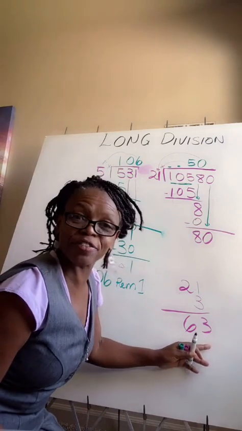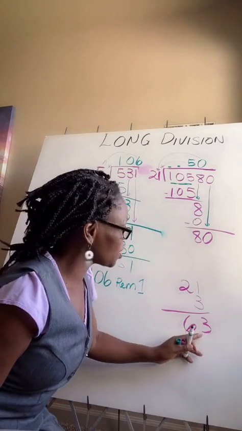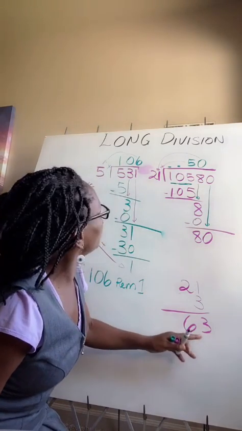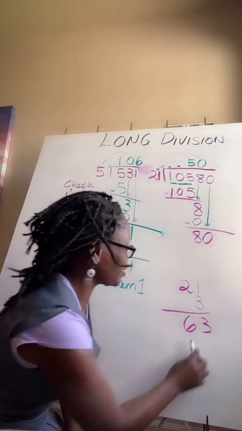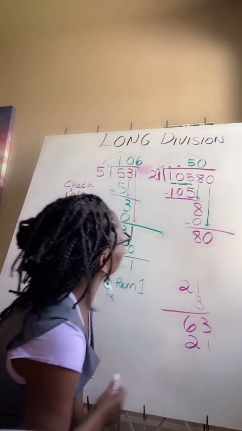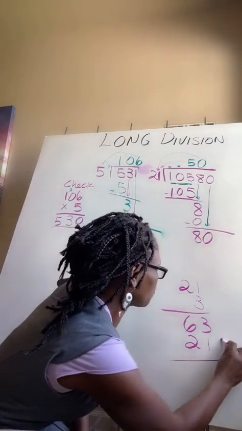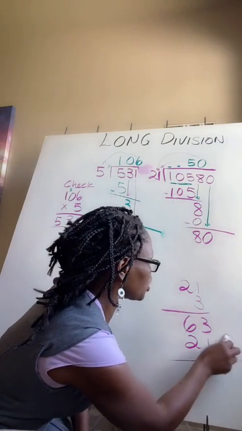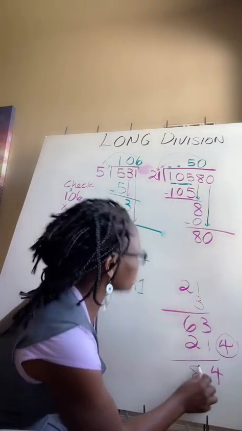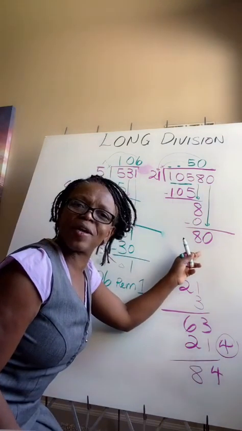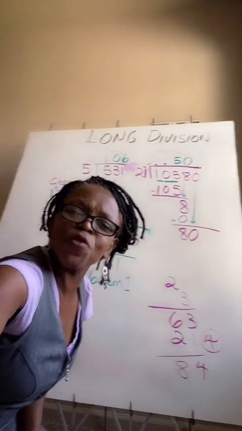We still have room left. 63. We can add how many more? How many more 21s here? Let's see. Somebody said 4. If you said it goes 4 times, this is what you're saying. 4, 84. Do we have 84 over there?